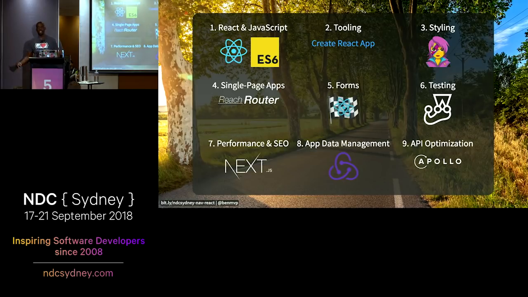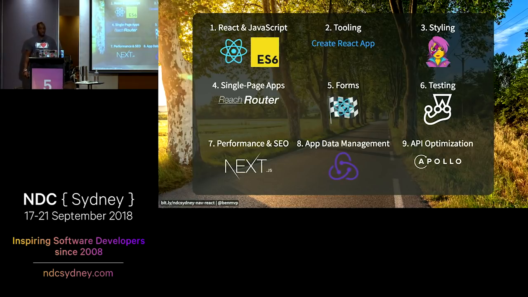Then with testing, use Jest, with Enzyme, of course, for unit testing. Server-side rendering, try out Next if you're needing to do something really sophisticated at runtime. But if it's a static site, just use Gatsby. And then for data management, Redux. And lastly, for API, use Apollo like we just talked about.